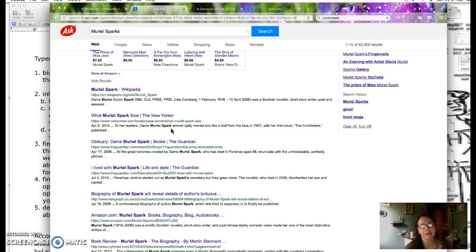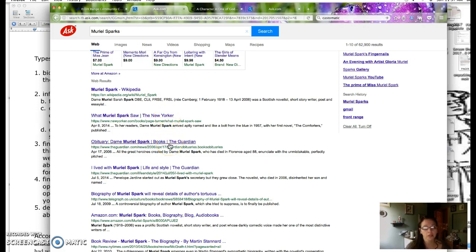I like Wikipedia though for the very bottom of each page. There's usually a list of sources, so you have a bibliography, kind of. So you can look at that if you like. But I see other sources. One by the New Yorker, which is definitely credible and academic.